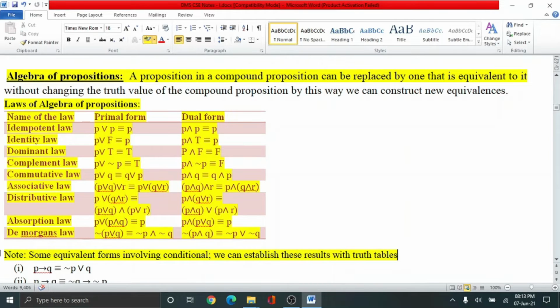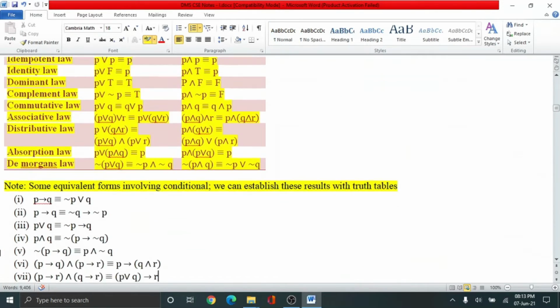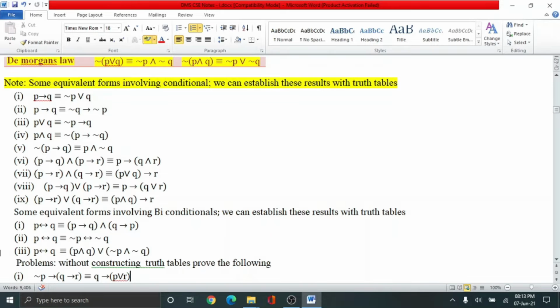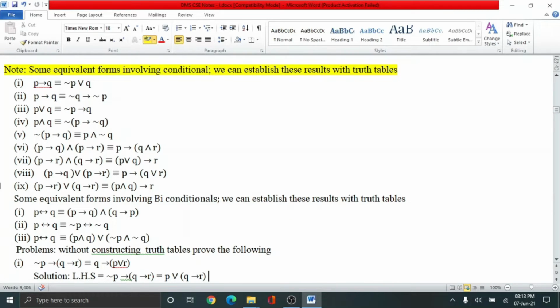And some of the equivalent forms involve the conditional, and we can establish these results with the help of truth tables. Let us discuss one by one. The first one is the conditional P implies Q, which we can replace with the equivalent form negation P or Q. And how are we replacing this? If we construct a truth table, we can see the truth value of P implies Q as well as negation P or Q are both the same. And here the truth value doesn't change. So P implies Q is an equivalent form of negation P or Q.